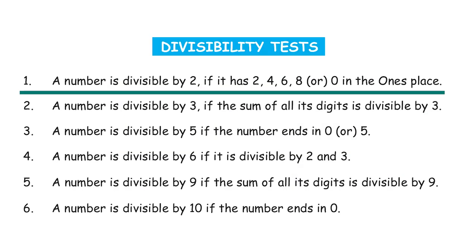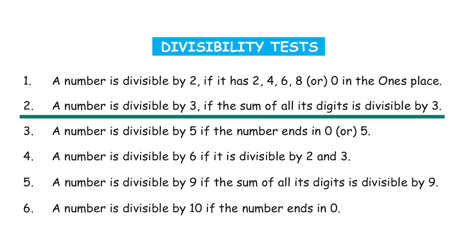Let's look at the divisibility tests you have learned so far. The first one, a number is divisible by 2 if it has 2, 4, 6, 8 or 0 in the ones place. That's the test for 2. How about the test for 3? A number is divisible by 3 if the sum of all its digits is divisible by 3.